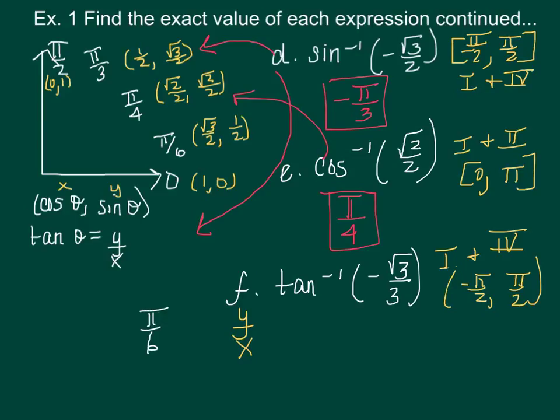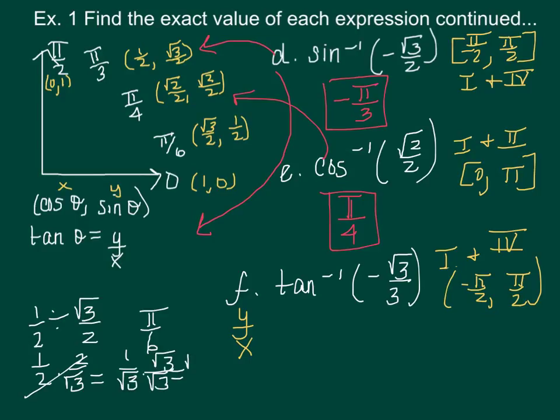If you divide 1/2 divided by radical 3 over 2, that's 1/2 times the reciprocal. You get 1 over radical 3, which you have to rationalize. And there we go. That's our value. We need it to be negative, so it has to be negative pi over 6.